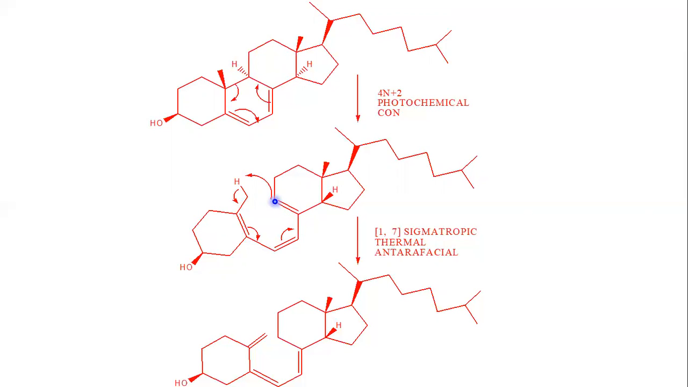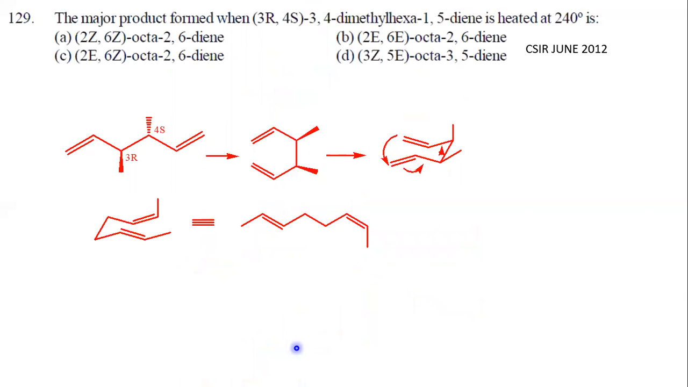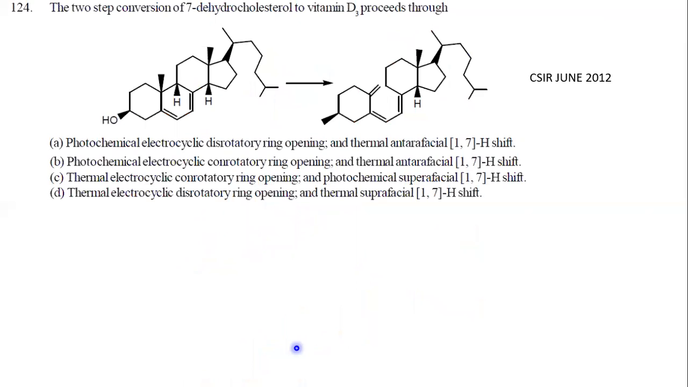Then this carbon would abstract this hydrogen, and this bond electrons will come onto this, and these pi electrons will come here and make a double bond, and this would go here, and these electrons have already abstracted this hydrogen to give you this product. So to get that product, one should do this photochemical electrocyclic conrotatory ring opening and thermal antarafacial 1,7 hydrogen shift. The option B.